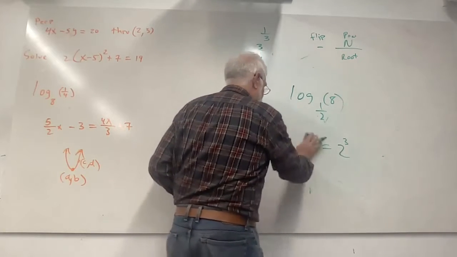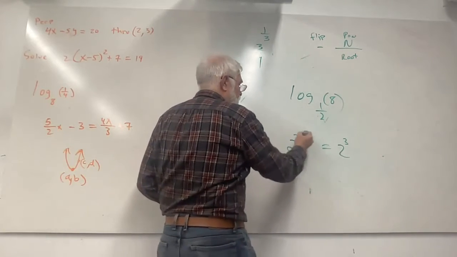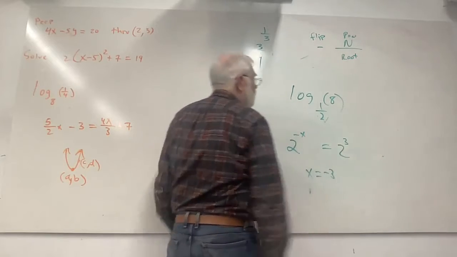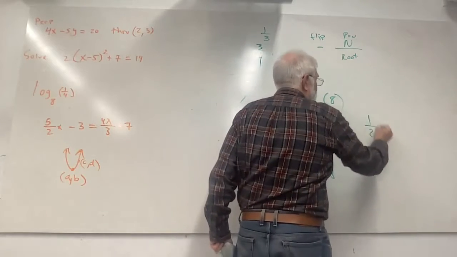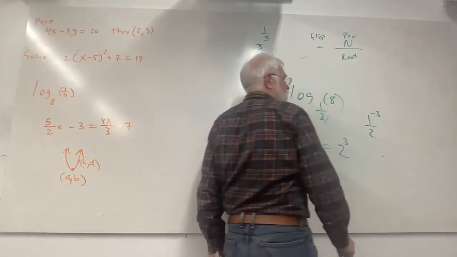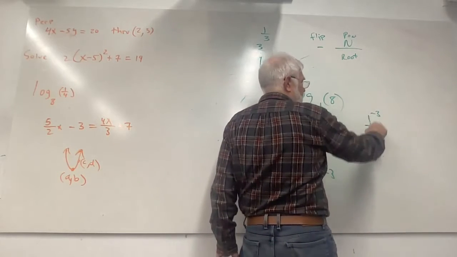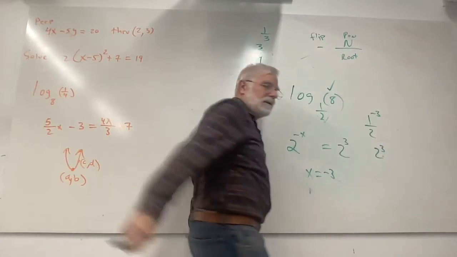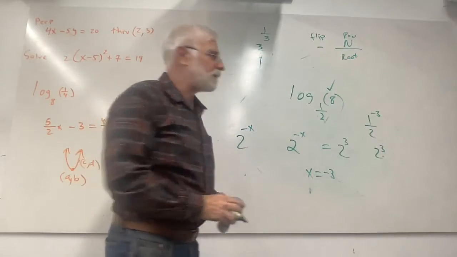Okay, so what does that give me? That gives me 2 to the minus x equals 2 to the 3. I guess x is -3. So let's do 1/2 to the -3. What's the first thing I would do with that? I would do the flip. And that gives me 2 to the 3. What's 2 to the 3? It's 8. So you're finding the correct exponent.